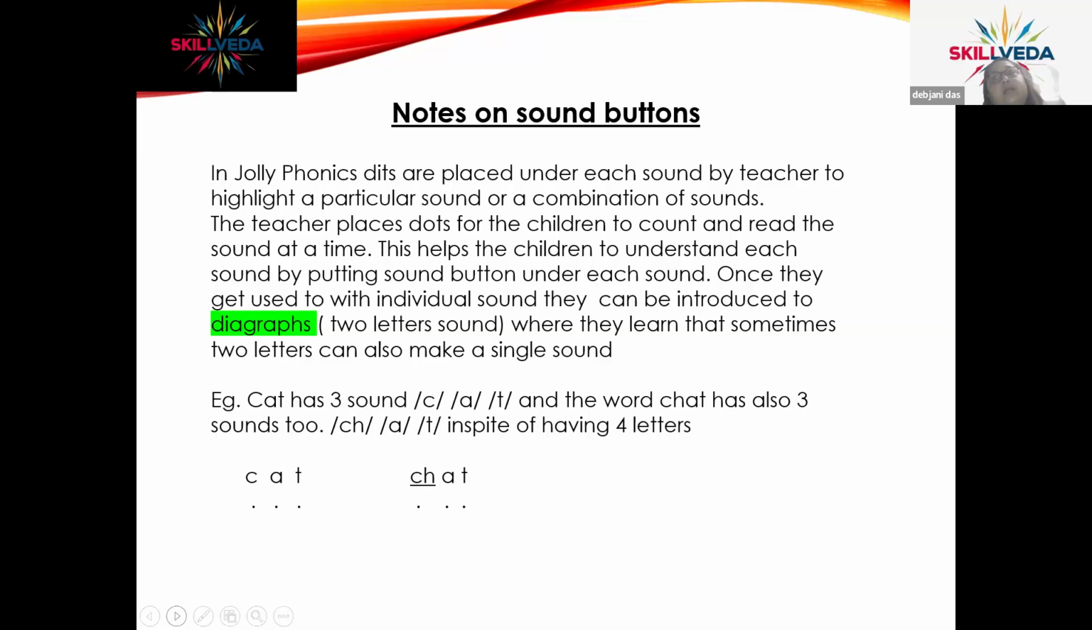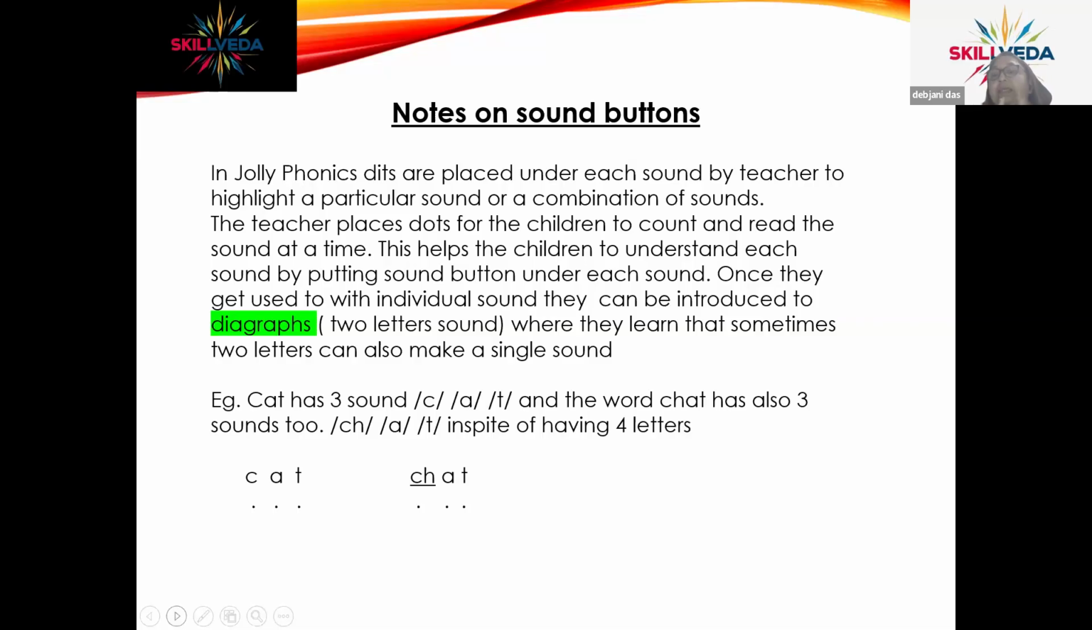Now they know this is k, this is a, and this is t. But you have to ask them to decode that word. Maybe they won't be able to say cat. Ma'am, this is k, this is a, this is t. Right. So to help them understand and decode a word, the sound buttons help them.